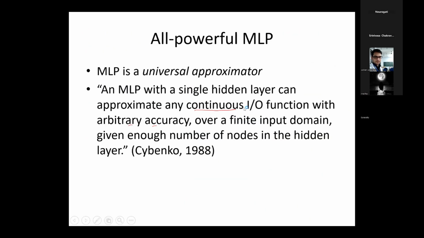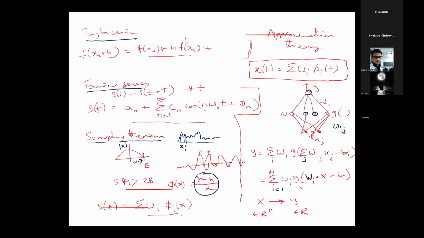So basically, these theorems go something like this. An MLP with a single hidden layer can approximate any continuous input-output function with arbitrary accuracy over a finite input domain, given enough number of nodes in the hidden layer. Now, this kind of result comes from a branch of mathematics called approximation theory. In this class of theorems, you try to express an unknown function as a linear sum of a family of functions, and then you ask what kind of unknown functions this family can represent or approximate closely.